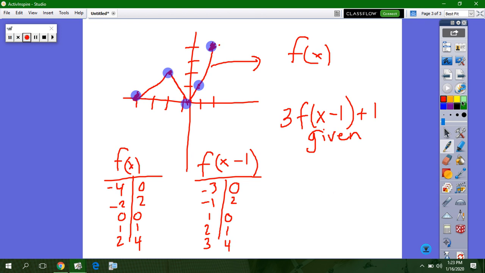Okay, then what do we do? So then we do the 3, right? So that's the y values. Okay. So that's 0, 6, 0, 3, 12. Right? The next one.